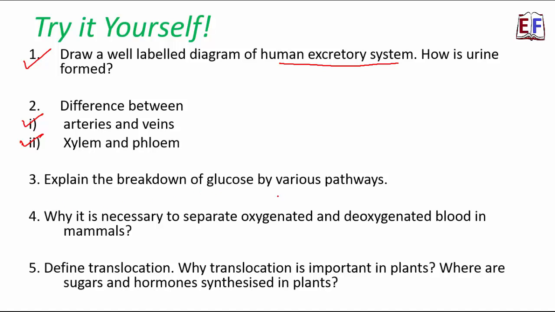Explain the breakdown of glucose by various pathways. Why is it necessary to separate oxygenated and deoxygenated blood in mammals? Define translocation. Why is translocation important in plants? Where are sugars and hormones synthesized in plants? If you look at these questions, they give you a fair idea about what kind of questions might be framed from all of these important topics. Needless to say, I want you to attempt each of these questions and ensure that you know the answers to all of them.